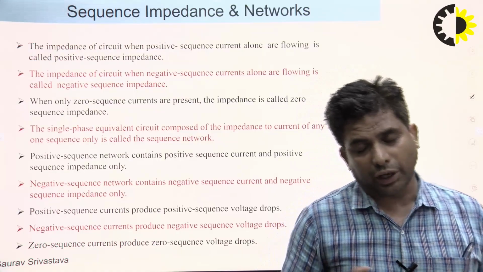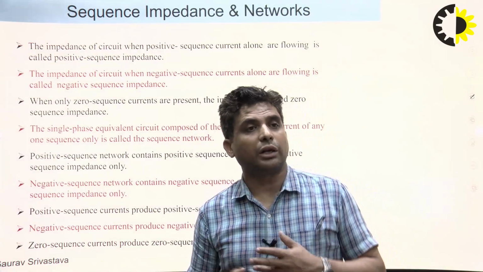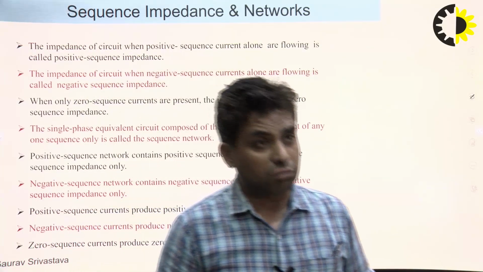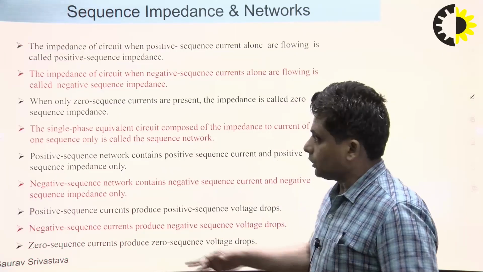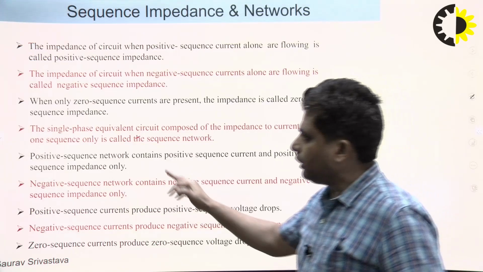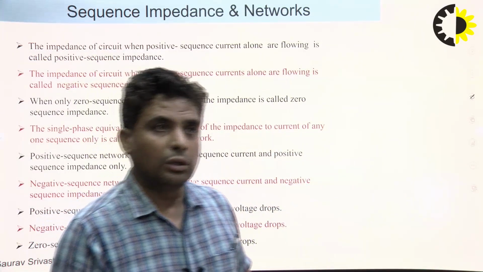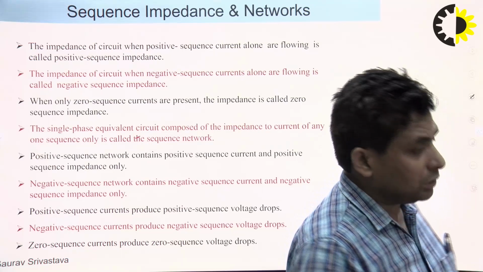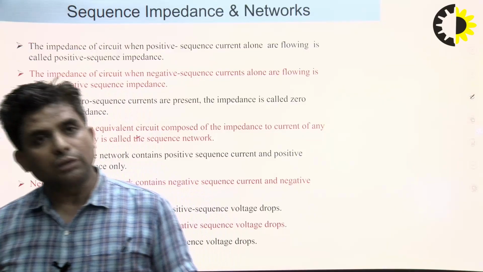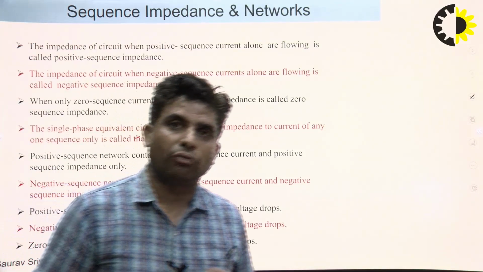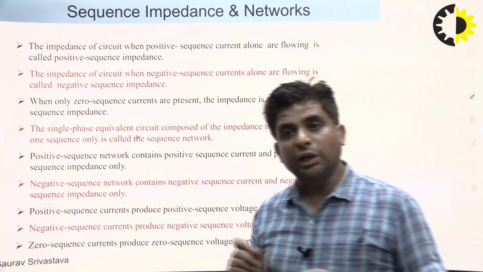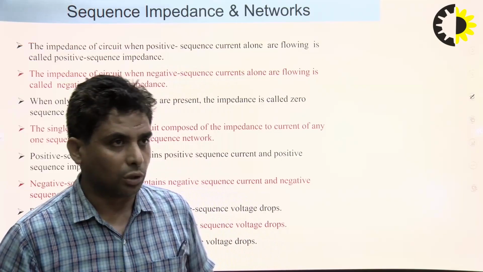And similarly, how can we calculate these impedances through circuit analysis? That is called the sequence network. What is the sequence network? The single-phase equivalent circuit composed of the impedances of the current of any one sequence only is called the sequence network. That means any current related to the positive sequence, the negative sequence, or the zero sequence, and its corresponding circuit, is known as the positive, negative, or zero sequence network.